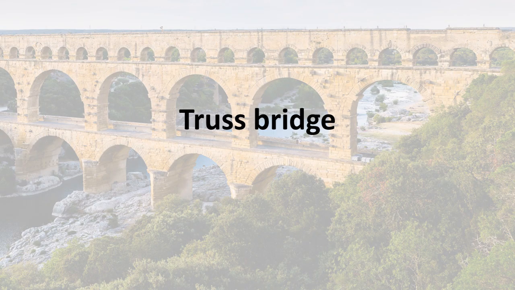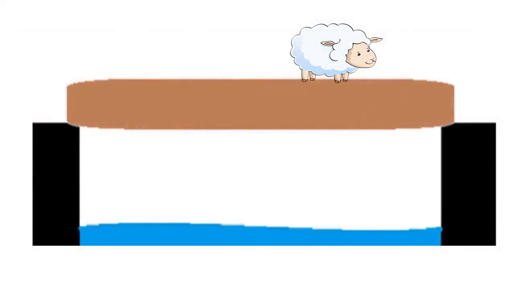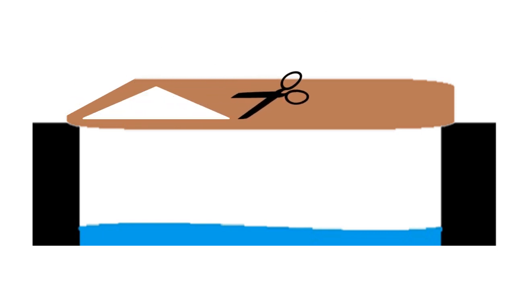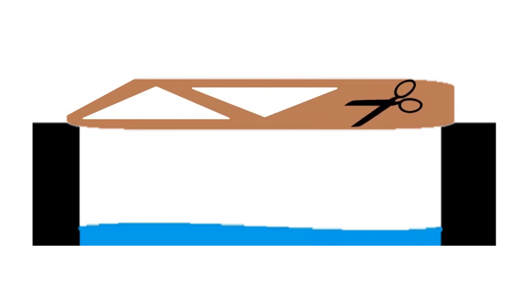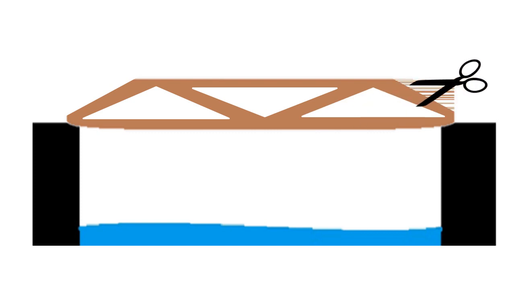Truss bridge. However, such a beam would be very heavy and expensive to build. In order to reduce the weight, some of the materials could be removed. The resulting truss structure would be lighter and be able to carry loads over a large span.